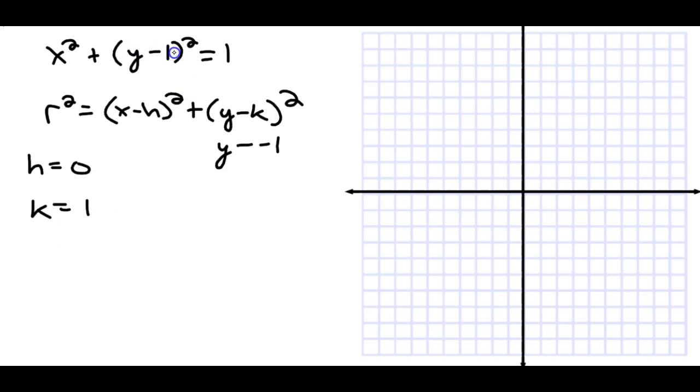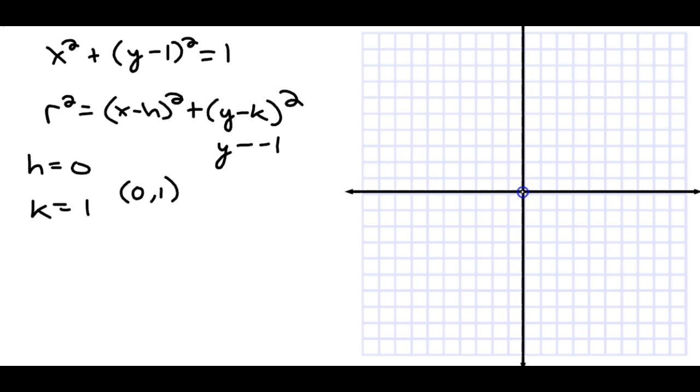Whenever you look at these, you're going to take that opposite value. So if it's negative 1, you put in a 1. If it's positive 3, it means you put in a negative 3. Just be very careful with those. So that's my h and k. That's my center point, at 0, 1.